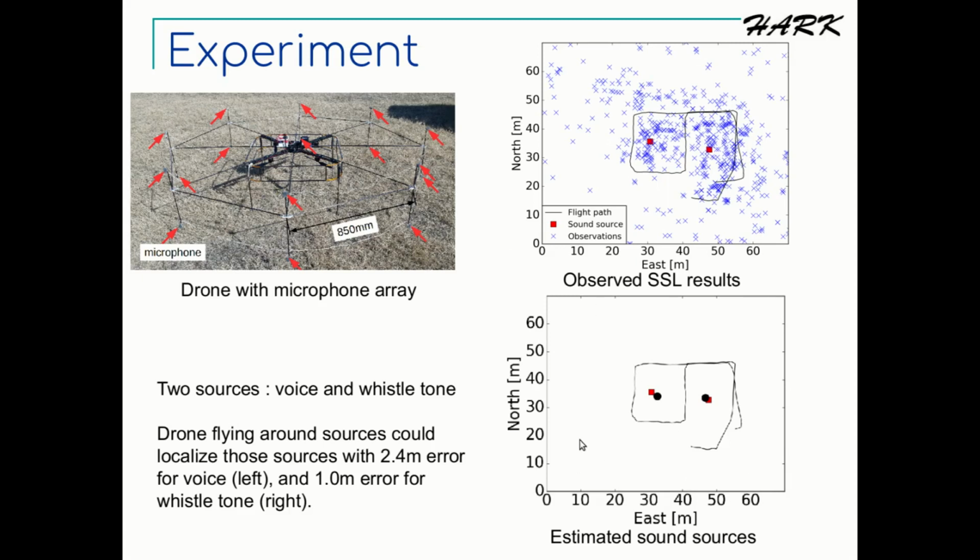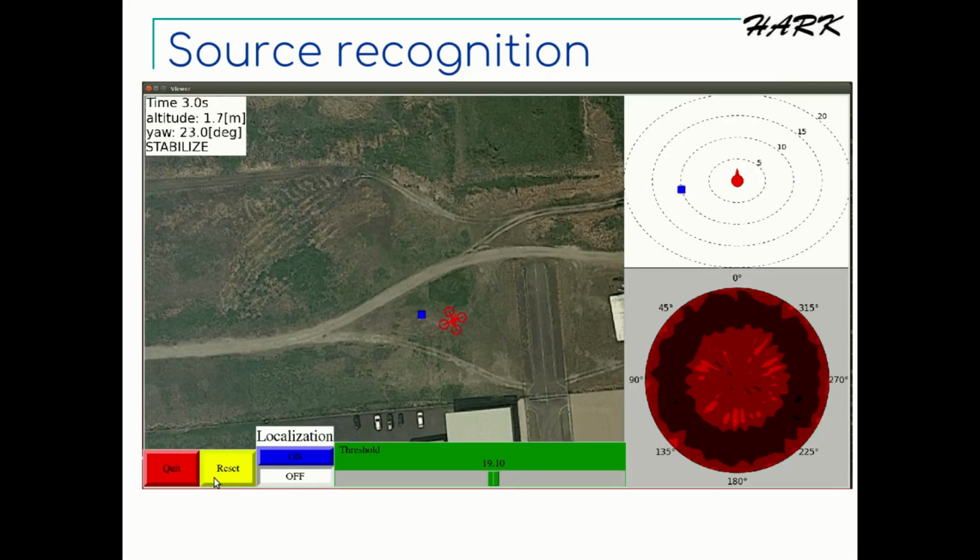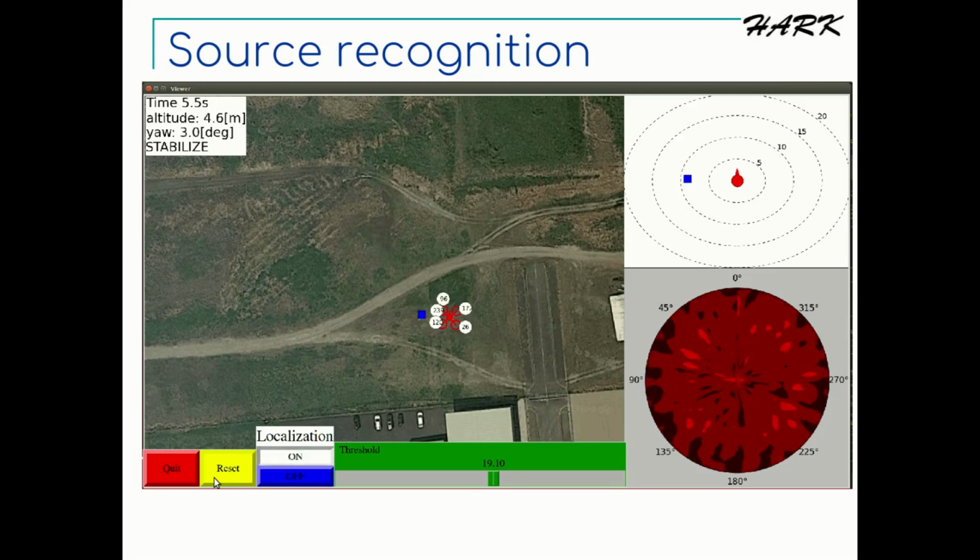As you can see, the system successfully found the positions of those two sound sources rather accurately, and the accuracy was 2.4 meter error for the left one, that was a voice, and 1.0 meter error for the right one, that was the whistle tone. As the source position can be estimated rather accurately, we tried to separate the sound signal, as you might experience in the previous tutorials, using sound source separation mechanism of the HARK, and it can be applied to extract the target signal even for the drone audition.